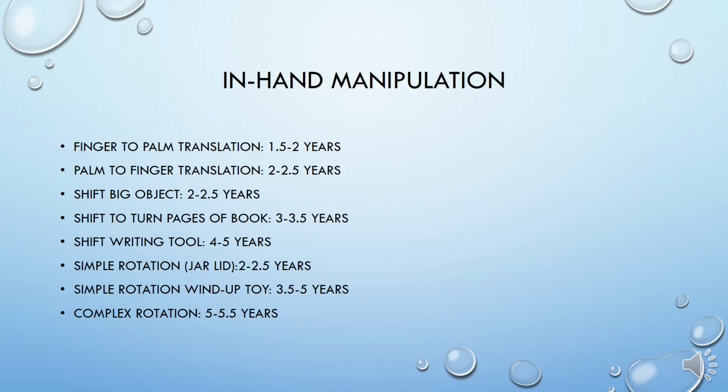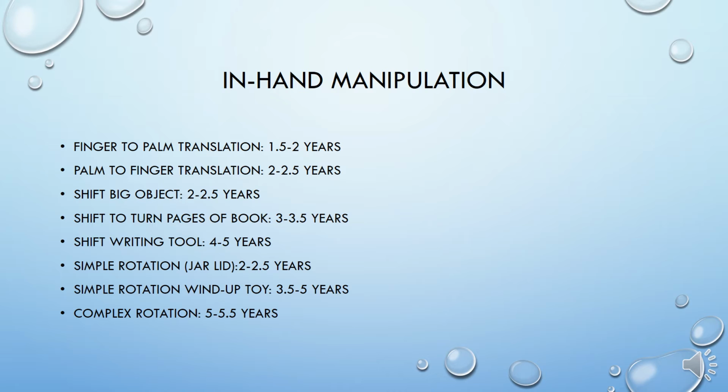And here are the ages for those. So complex rotation is the highest level age-wise, and it doesn't come into play until kindergarten, 1st grade. That's when children are using writing utensils more purposefully, and that's when they learn how to do complex rotation.